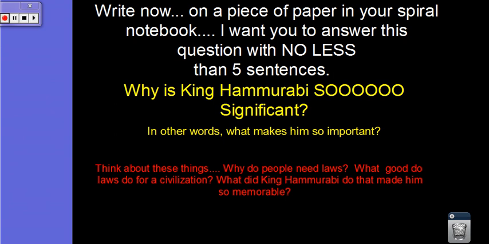75 or above if you want to make a cylinder seal and a cuneiform tablet. No pressure. Just kidding. I guess that is a little bit of pressure. But you know what? You can totally do it. Totally do it. All right.